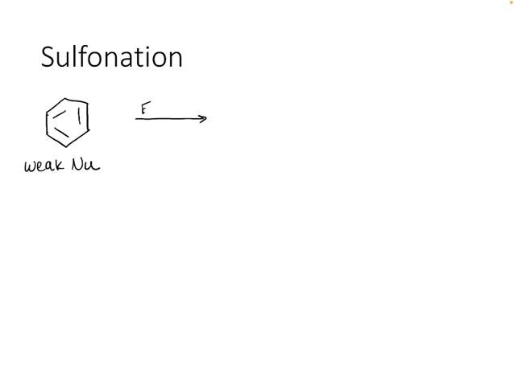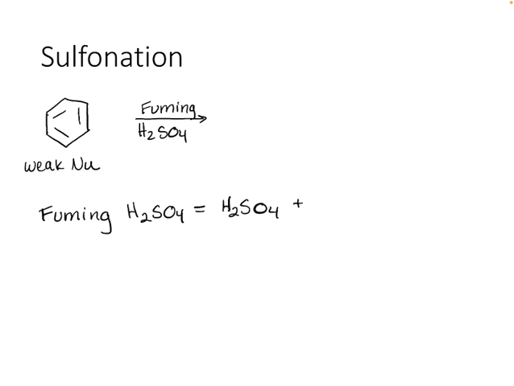So what we're going to use is something called fuming sulfuric acid, which sounds kind of scary. So fuming sulfuric acid is a mixture of sulfuric acid and sulfur trioxide gas. So what we're really reacting with is the sulfur trioxide gas, and if we draw the Lewis structure of sulfur trioxide, we have a sulfur atom that is double bonded to 3 oxygen atoms.